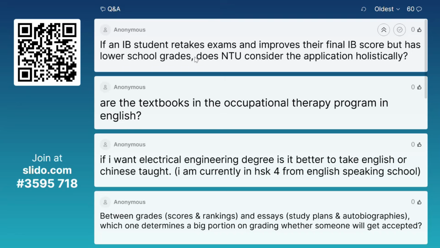If an IB student retakes the exam and improves their final IB score but still has a lower score, does NTU consider the applicant? I think everything you submit will be considered. We will see your transcript and other things, so score is not the only factor we consider.